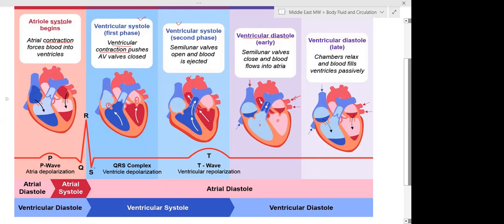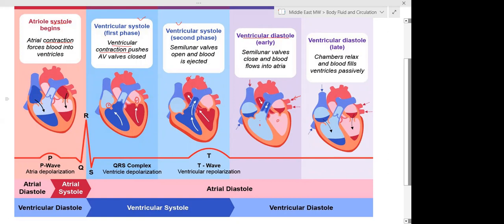QRS is represented by this one, ventricular depolarization. So either you call it ventricular contraction, or ventricular systole, or QRS complex. Clear? Yes. Now, ventricular systole means the semilunar valves will open and blood will be ejected. Where will the blood go? To the lungs. Very good. And to the body. Right. Very good. Excellent.